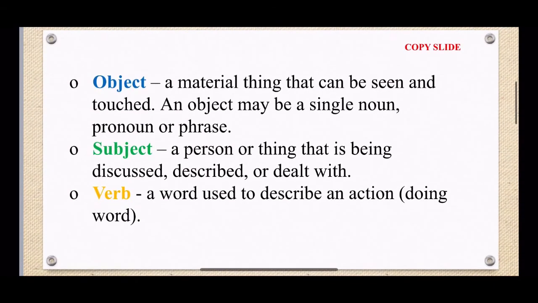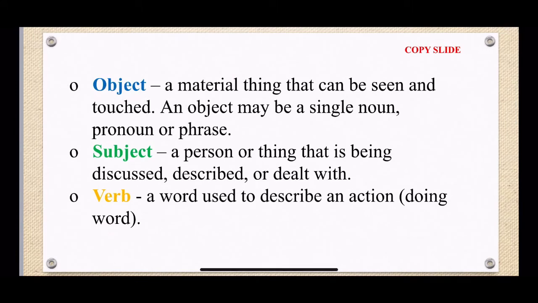So today we will be doing language. I have 3 words over here and we're going to look at the definitions. The first one is an object. This is a material thing that can be seen and touched. An object may be a single noun, a pronoun, or a phrase. If you look around you, wherever you're sitting right now, try to spot one object. Where I'm looking, I can see a textbook. It's a material thing, I can see it and I can touch it.